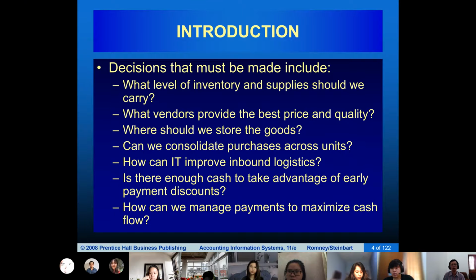Okay. Where should we store the goods? Ideally, the goods should be stored closer to the factory if it's materials for production, or to the customer if it's a retail company. Can we consolidate purchases across units?